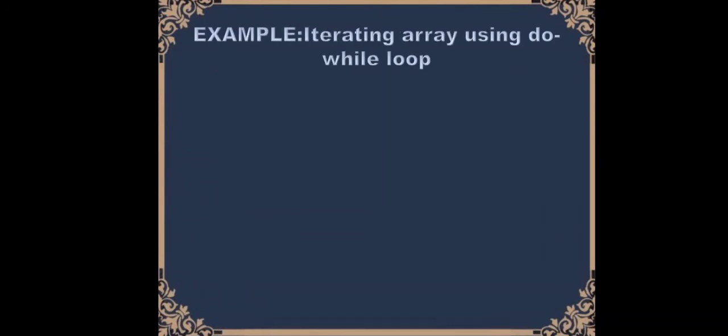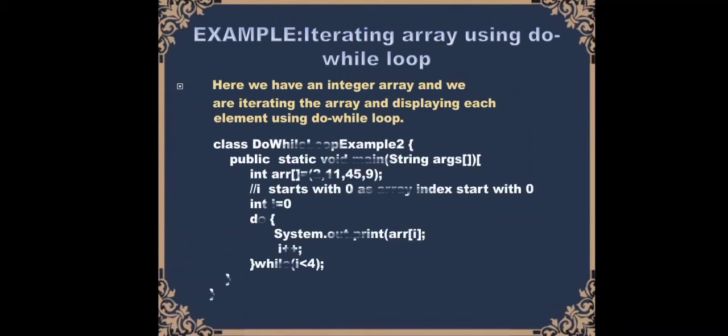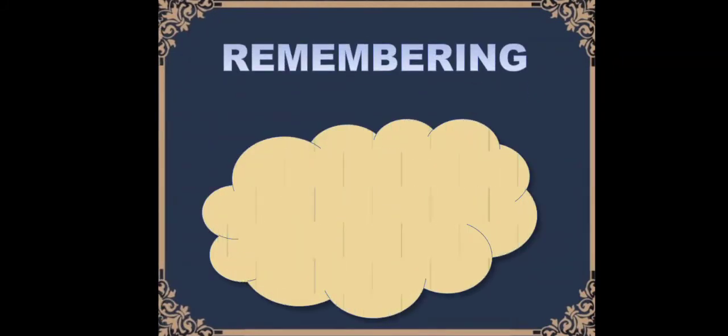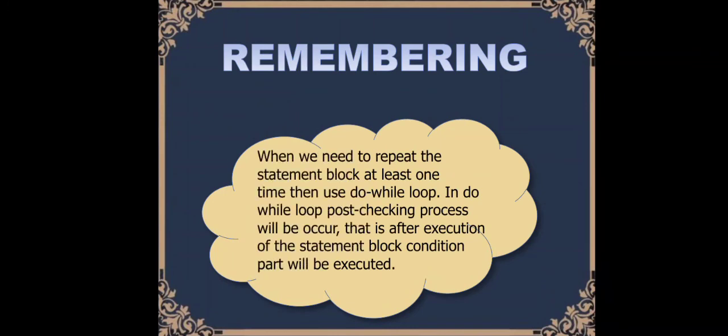Last example: iterating an array using a do-while loop. Here we have an integer array and we are iterating the array and displaying each element using a do-while loop. So the output should look like this. Always remember to use a do-while loop when we need to repeat the statement block at least one time.